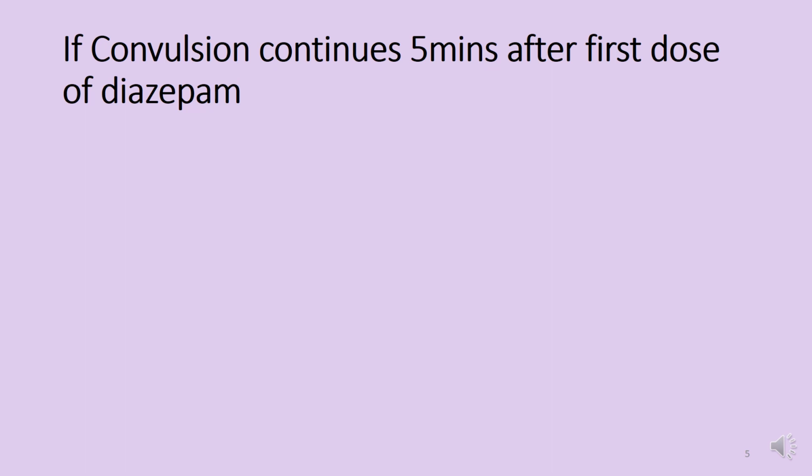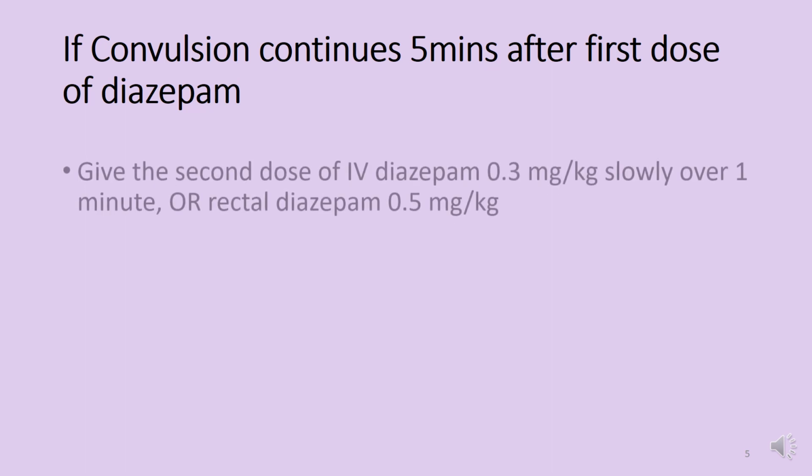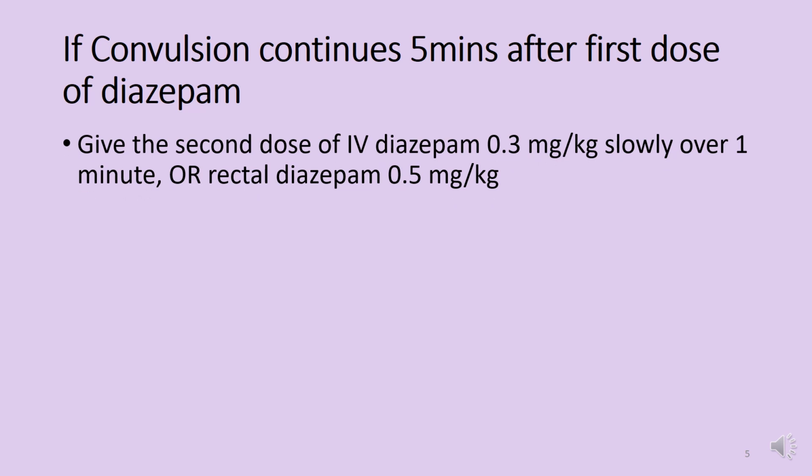In the event that the convulsion continues 5 minutes after you have given the initial dose of anticonvulsant, which is diazepam, then you need to give a second dose of IV diazepam or rectal diazepam depending on which route you're using. The dose does not change. If it is intravenous, it is 0.3 milligrams per kilo body weight given slowly over 1 minute. If it is rectal, it is 0.5 milligrams per kg, and remember to insert the syringe properly.